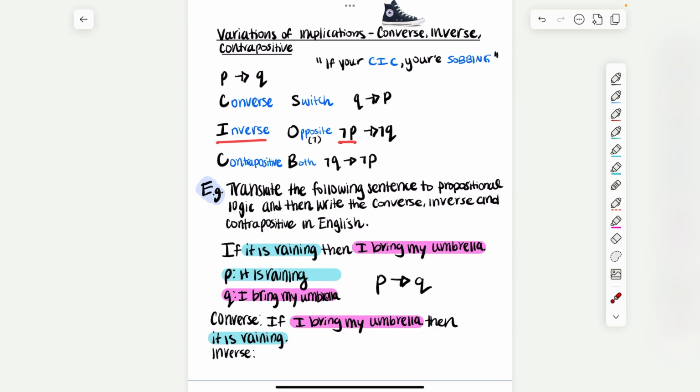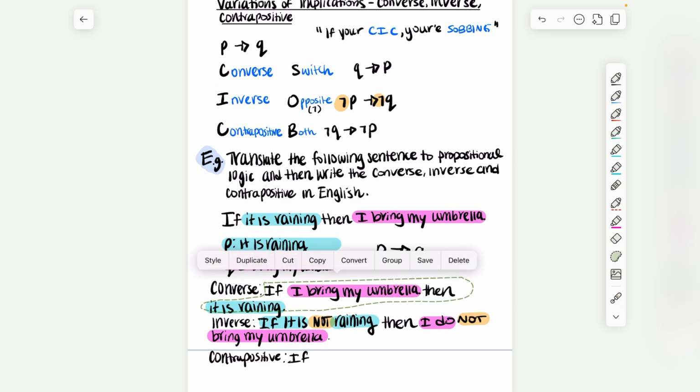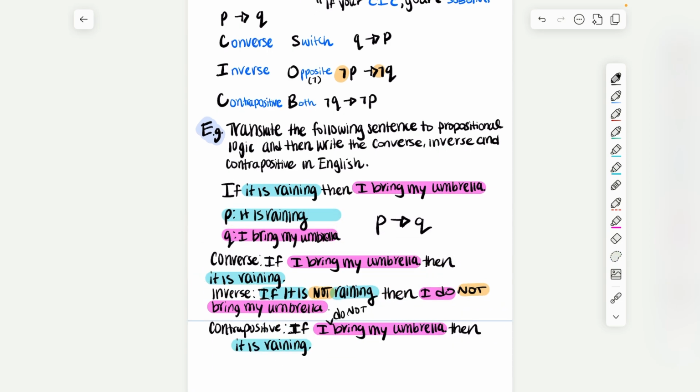The inverse is not P implies not Q. Again, anytime you see an implication, you could say if-then. If not P, so the opposite of P is it is not raining, then the opposite of Q. The opposite of I bring my umbrella is I don't bring my umbrella. The contrapositive is if the opposite of Q, then the opposite of P. Notice it's just Q implies P, but then you take the opposite of it. So it's the converse, but then you add a not. So I could take the converse and just add: if I do not bring my umbrella, then it is not raining, and that is the contrapositive.